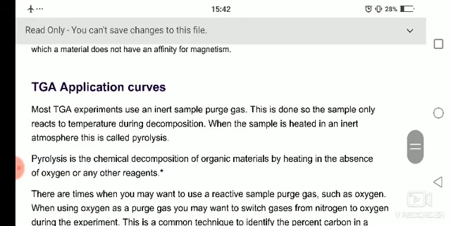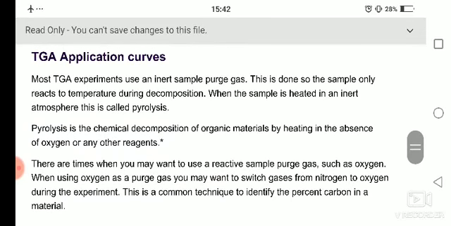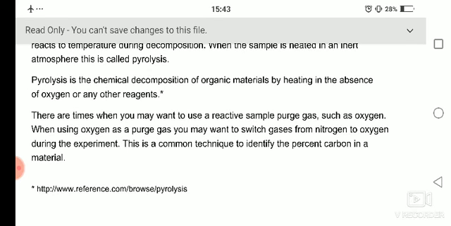TGA application curves. Pyrolysis is a chemical decomposition of organic material by heating in the absence of oxygen or other reagents. There are times when you want to use a reactive sample purge gas such as oxygen. When using oxygen as a purge gas, you want to switch gases from nitrogen to oxygen during an experiment. This is a common technique to identify the percentage of carbon in the material.